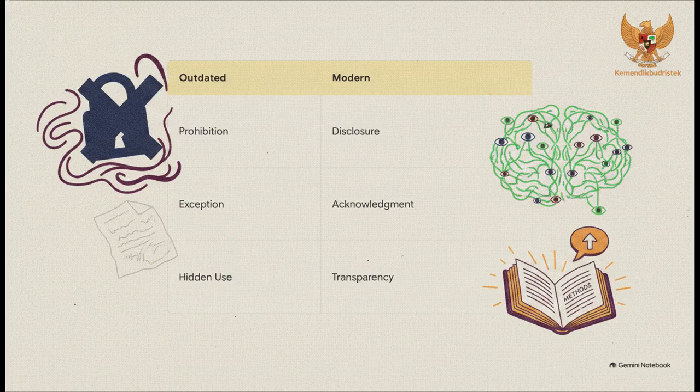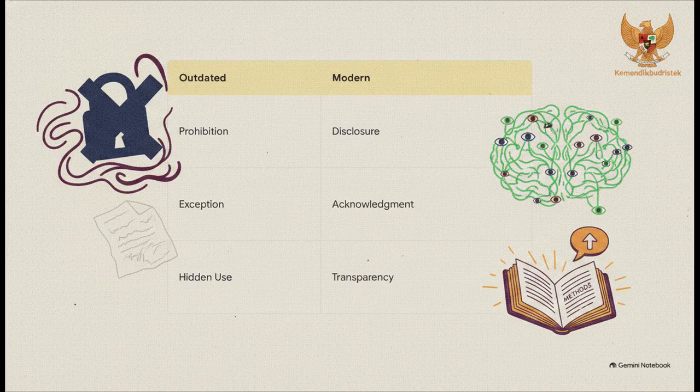The outdated paradigm? That relied on outright prohibition, just banning it entirely, treating it as a plagiarism exception which, let's face it, just led to hidden, secretive usage. But the modern operational rule for this course is a disclosure-based approach. Any use of AI, whether it's for searching, transcribing, analyzing, or drafting, must be explicitly acknowledged in your methods section. You have to distinguish the AI-assisted steps from your own analytical heavy lifting.